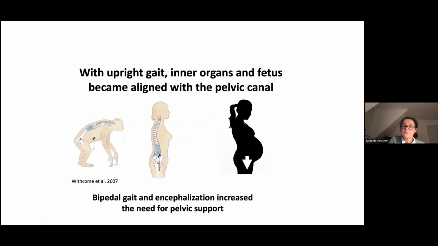So one thing that also, of course, changed with upright gait is that the inner organs and the fetus became aligned with the pelvic canal. So we have here the situation of a still quadrupedal primate, and you see that of course the pressure was on the abdominal wall, whereas the pressure changes with upright walking, and this changes again encephalization, so with a really strong increase in fetal size.